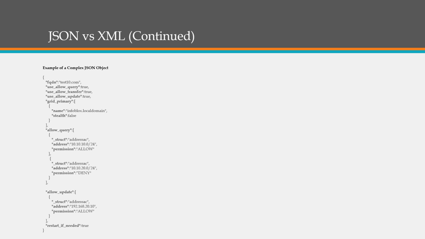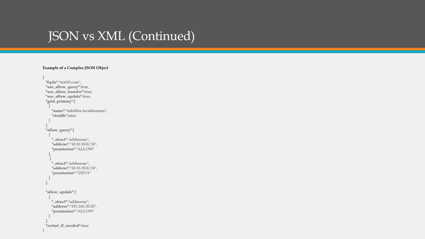In this JSON object, the field FQDN is a key and the value is test.com. It's a simple string. The next three keys, use allow query, use allow transfer, and use allow update, have a Boolean value. But for the next one, grid primary, you see there is a square bracket. Whenever you see a square bracket, it means it's an array. Inside this array, since there are curly braces, we understand that it's a JSON object. So this grid primary key holds an array of JSON objects.